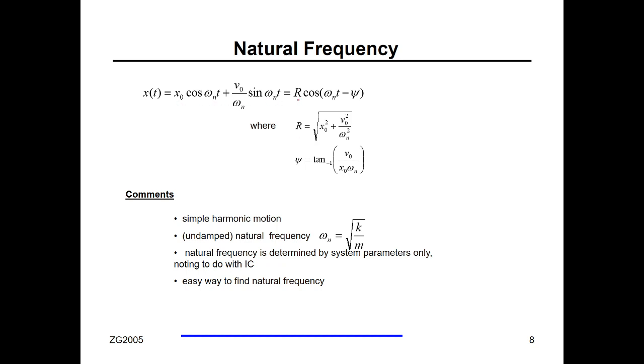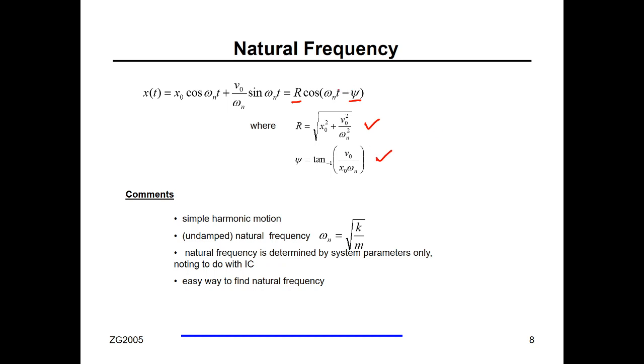Or, remember in chapter 2, how you can go from cosine and sine to one cosine with a common amplitude and phase angle, similar to complex numbers. This common amplitude R will be the square root of the magnitude of the cosine term squared plus the magnitude of the sine term squared. And the phase angle psi is tan inverse of the sine term, V naught over omega n, over the magnitude of the cosine term.